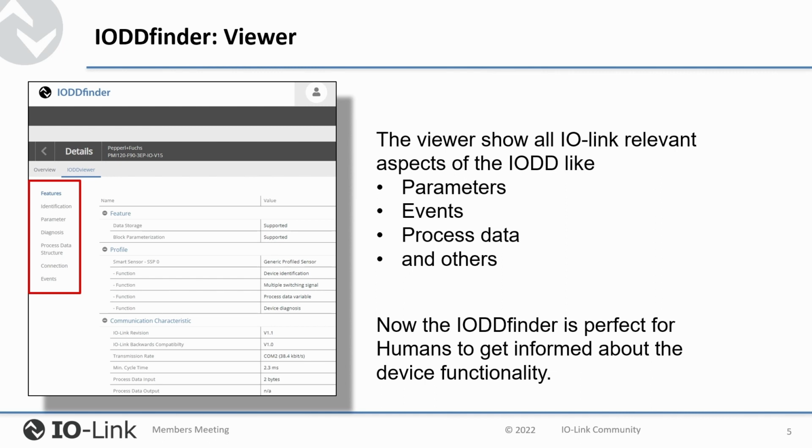I just want to say this might replace the written data sheet you see in the product catalog. Not completely, that's right, but if you want to see what the parameters, the process data, and the events built into such a device are, this is a very easy way to check. And I think that was a good job done by the community. Now the IODDfinder is not only for machines to download the IODD, but perfectly readable for human beings.